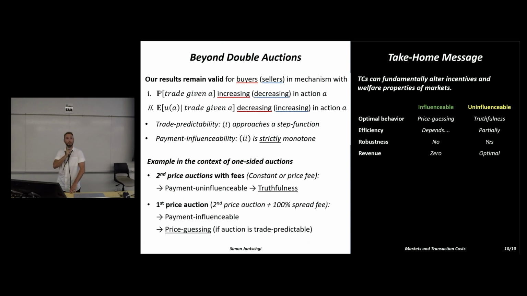The efficiency depends on the beliefs about the market. It is not robust to misbeliefs and the revenue is always zero. And for uninfluenceable ones, the classical finding of truthfulness is still optimal. The market is partially efficient because you will always lose something due to fee constraints, but it is robust against misbeliefs, and you can actually tweak uninfluenceable transaction costs in order to make them revenue optimal.